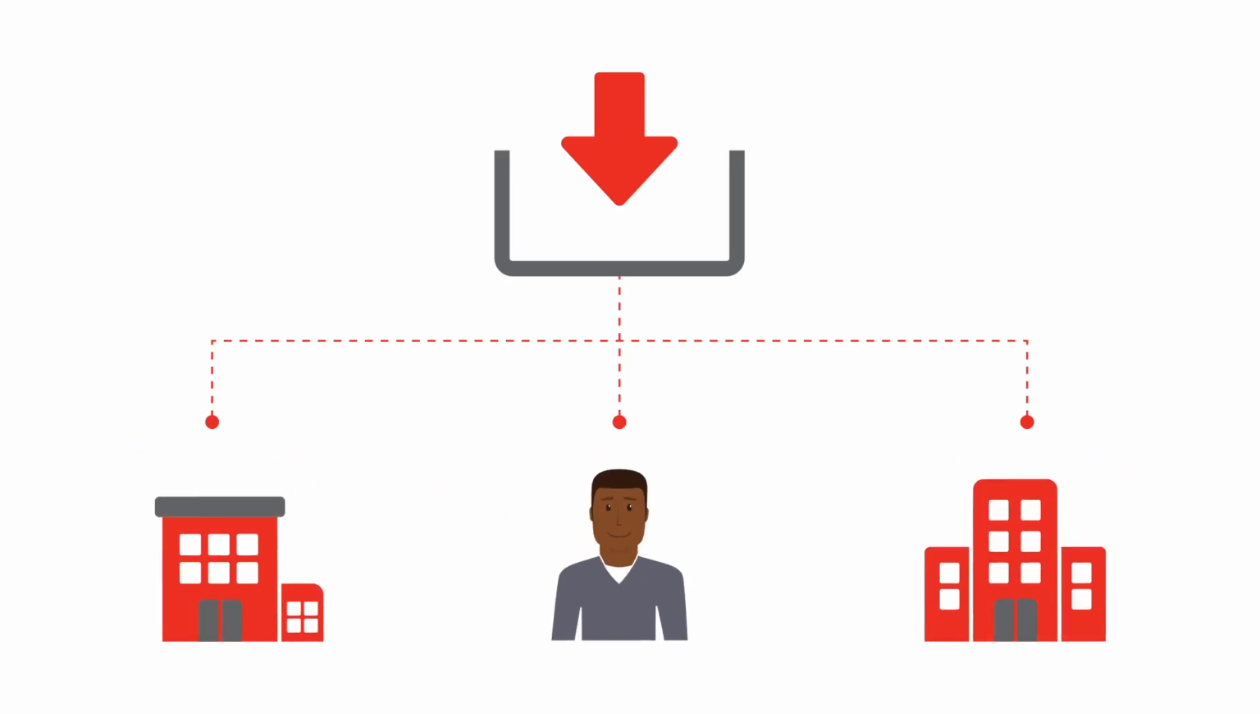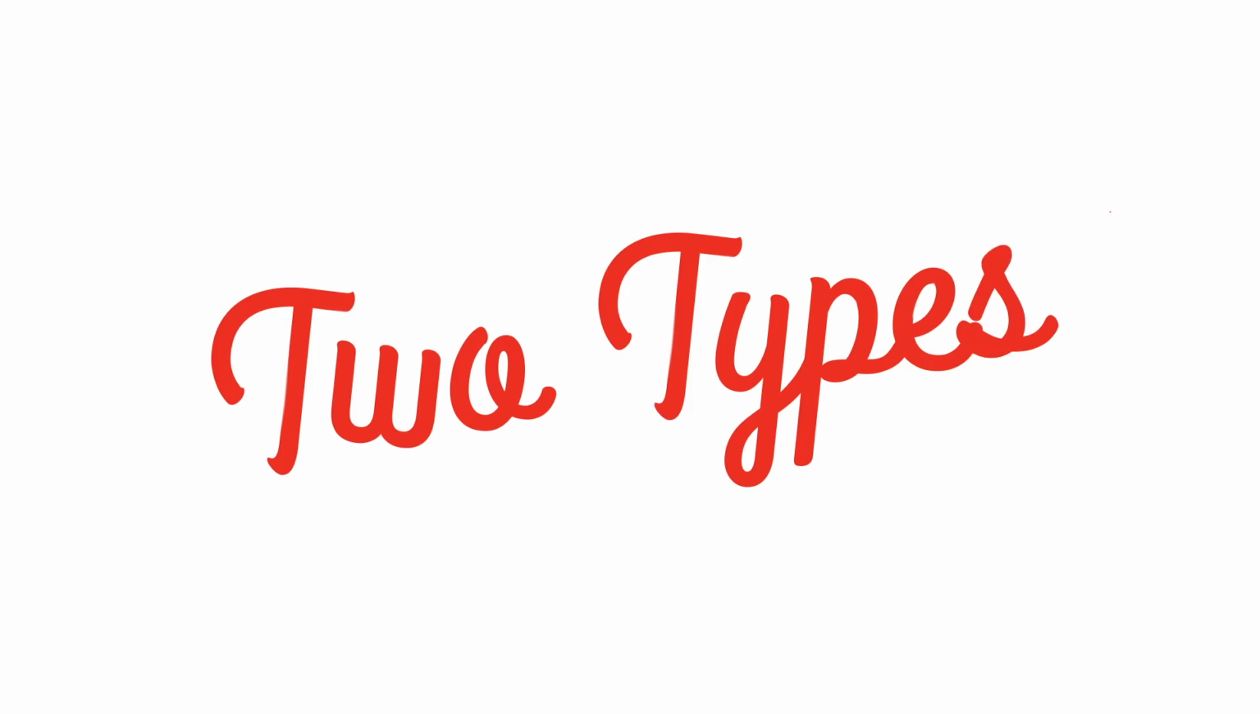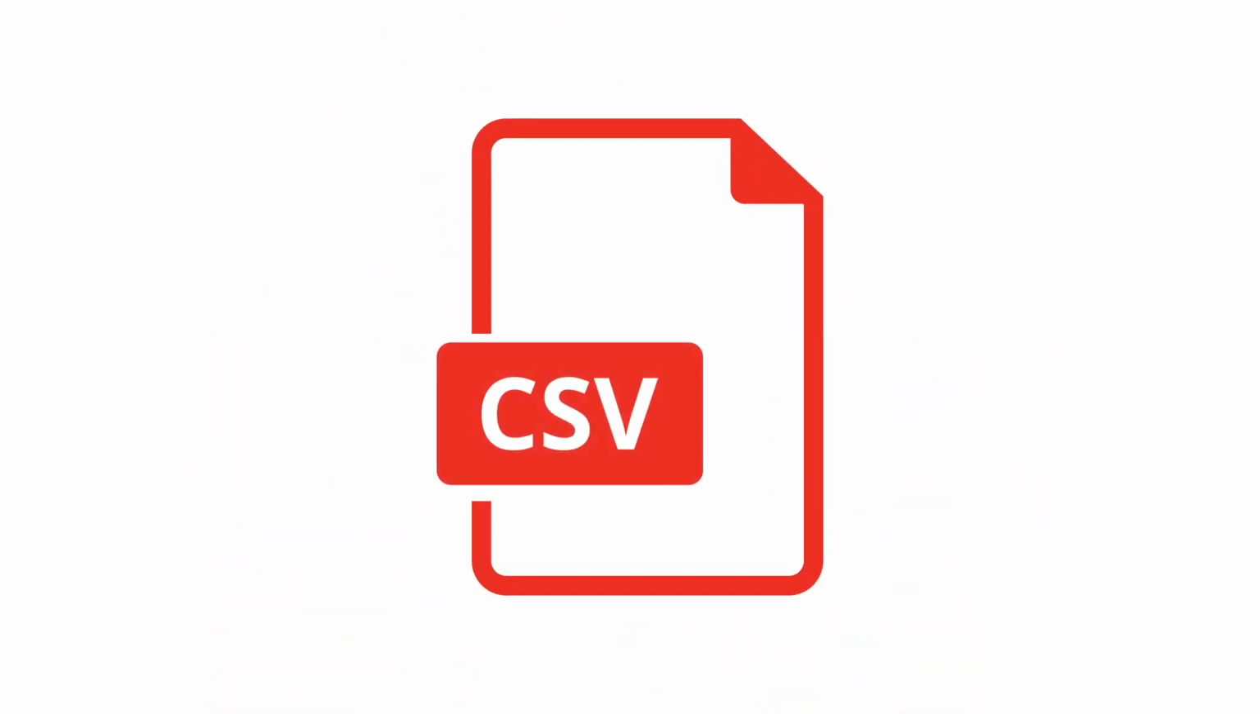You can import a file to send a one-time payment to multiple recipients. There are two types of files you can upload. The first is to create a CSV, or comma-separated values, file in your accounting software.